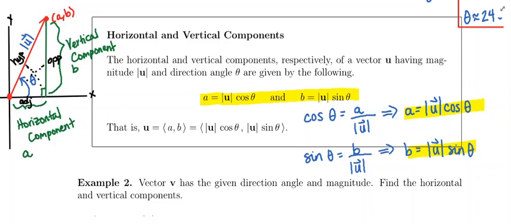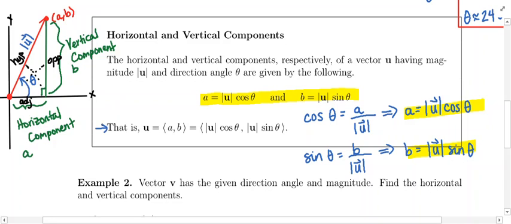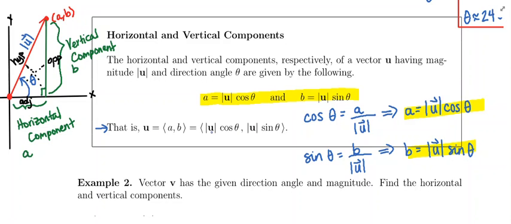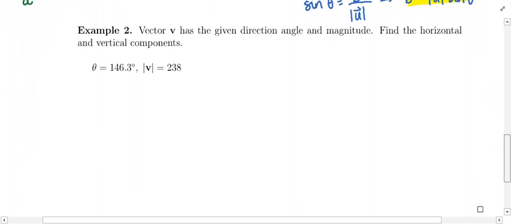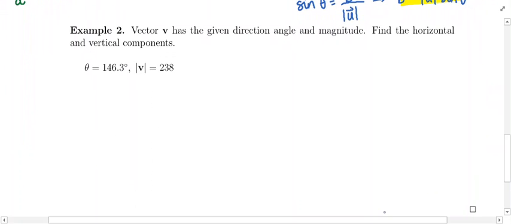If you read the last statement in the box, this gives you another way of writing your vector. If you have vector u that has a horizontal component of A and a vertical component of B, you can write it this way. You can rewrite the horizontal component as the magnitude of the vector times the cosine of the direction angle, and you can write the vertical component as the magnitude of the vector times the sine of the direction angle.